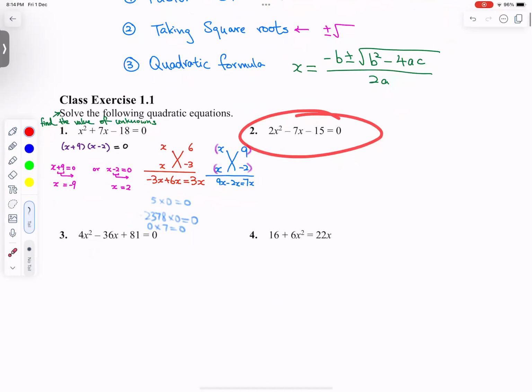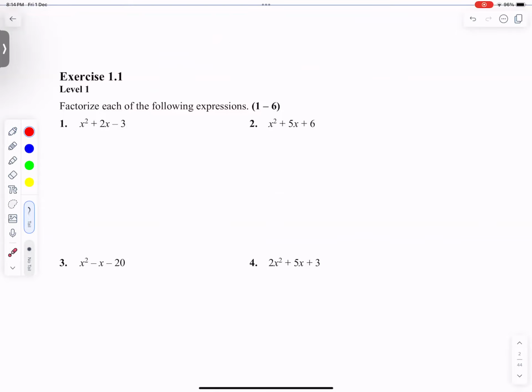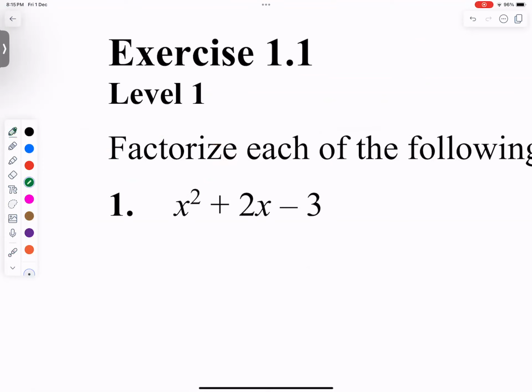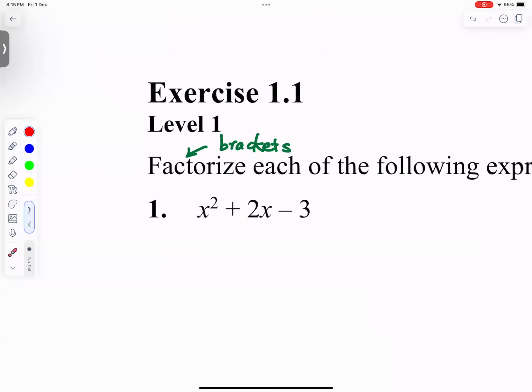Before we do next question, can we go to next page? What does factorize mean? Factorize means in the end, your expression should be in brackets. So how do I factorize this? How do you usually factorize?